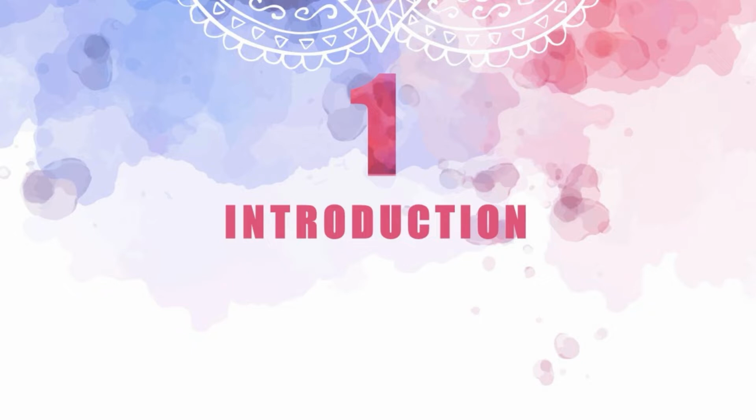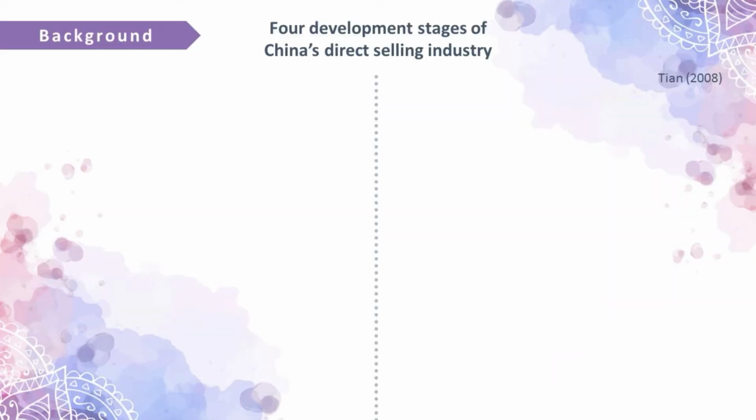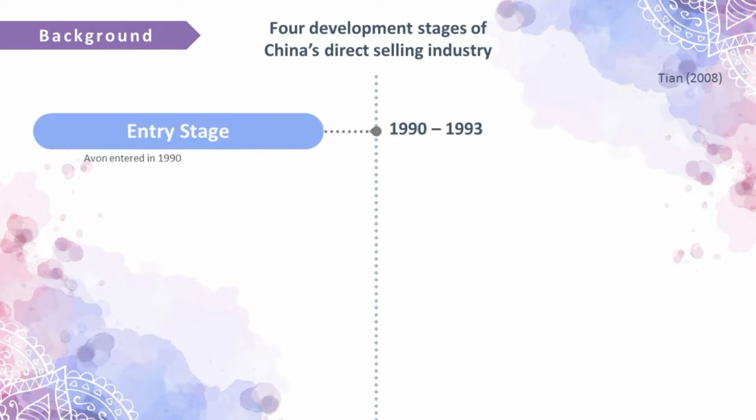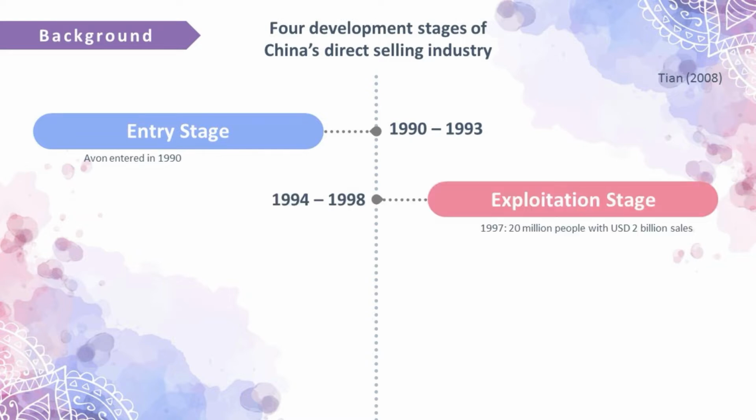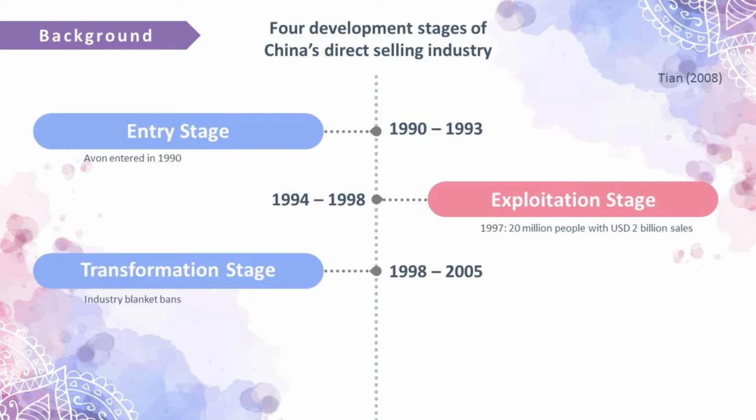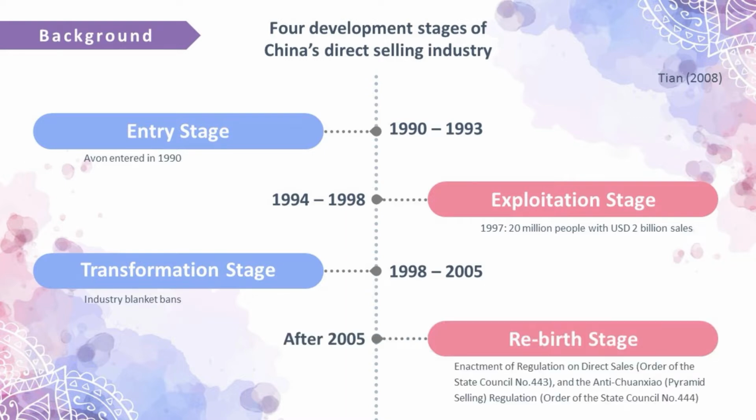First, let's look at introduction. In order to better understand this research paper, let's look at the background. China direct selling industry has gone through 4 development stages. Stage 1 is the entry stage, which lasted from 1990 to 1993. The second stage is the exploitation stage, from 1994 to 1998. The third stage is the transformational stage, from 1998 to 2005. Lastly, the fourth stage is after 2005, which we call the rebirth stage.